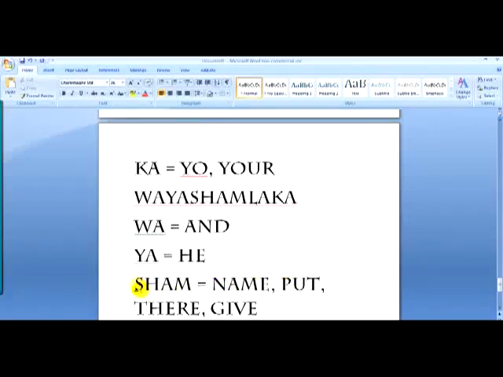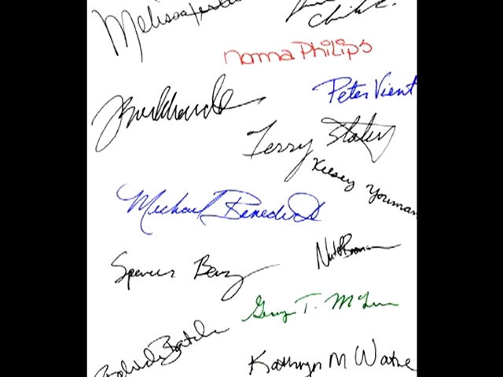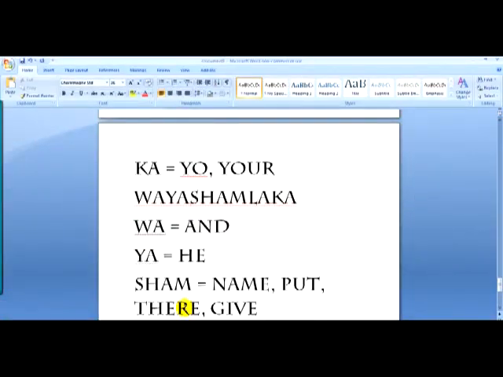Right now, this is Shem, where you get the name Shem from, which is one of Noah's sons. Now it means name. The word Shem means name. It also means put or there. Like when you would write your signature, that's your put, or you would sign there. That's your signature, your name, Shem, right? But in this case, they use the word Shem also to mean give.